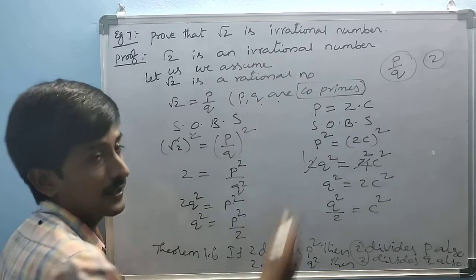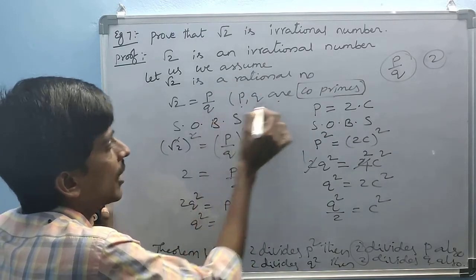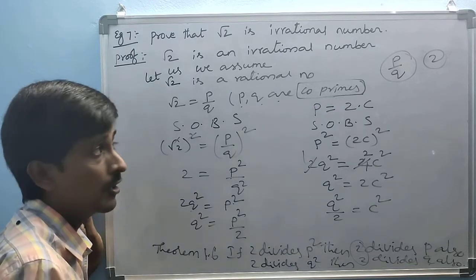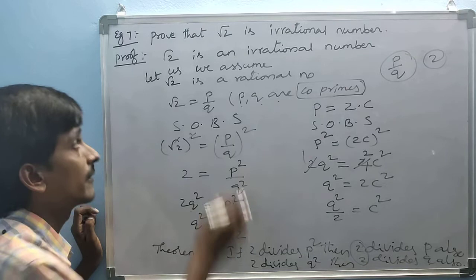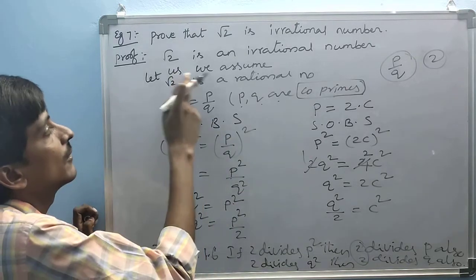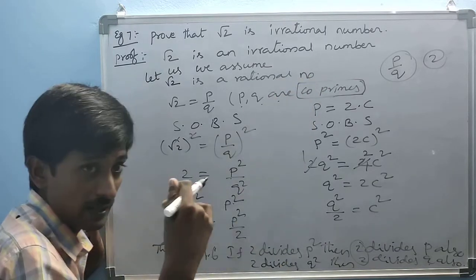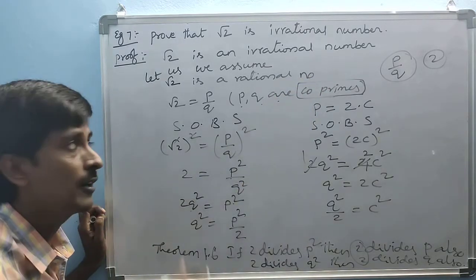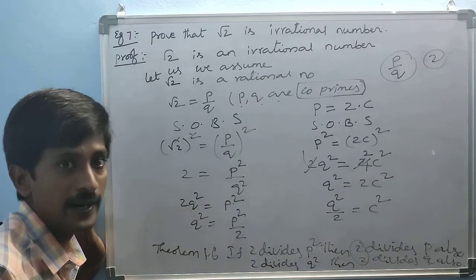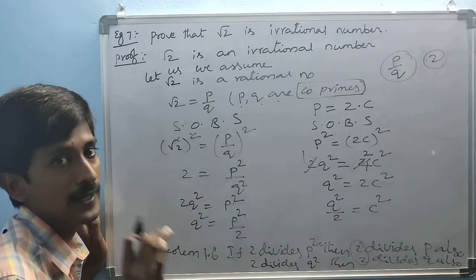That is our proof. But what did we assume? p by q are co-primes. So that is a wrong statement. We assumed root 2 is a rational number, and that is wrong. So if a number is not a rational number, it is an irrational number.